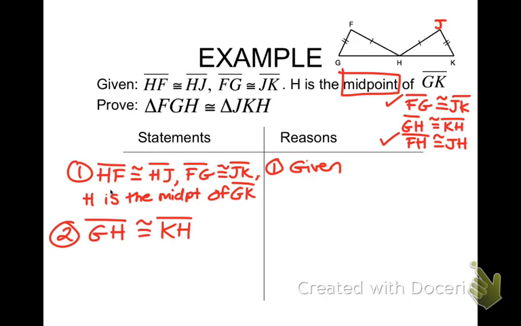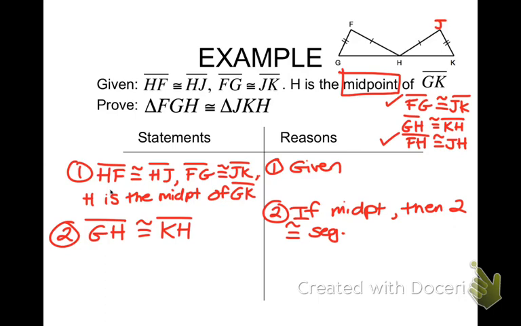So let's make sure this makes sense. If H is the midpoint of GK, does it make sense that GH and KH would be the congruent parts? Yeah, right? So I'm going to put that under my reason. So line 2, if midpoint, then 2 congruent segments. Would you be able to do that? So now do I have 3 sets of congruent corresponding parts checked off in my statements?